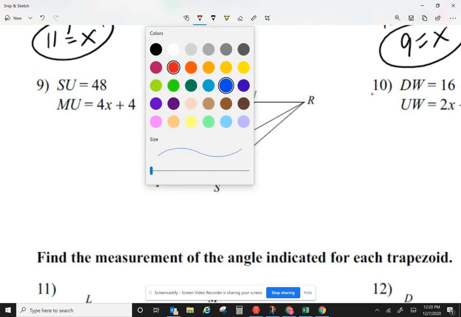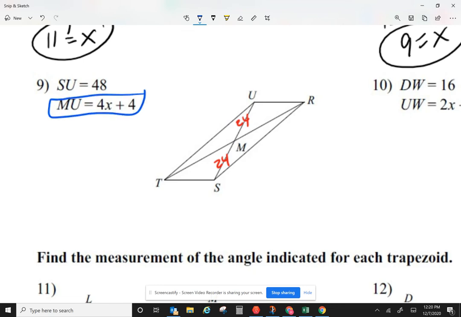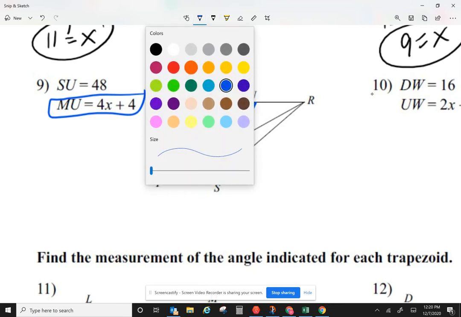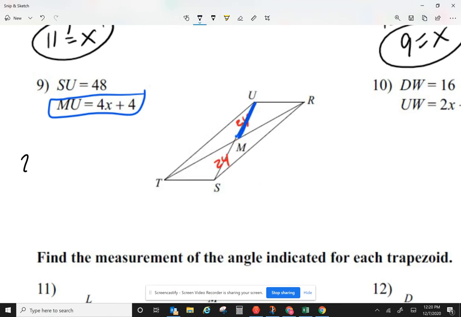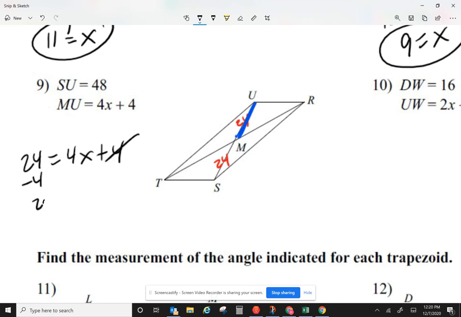Now, when I take a look at the segment MU, I know MU is 4x plus 4. MU is just from M to U, just this part. The way I'm going to solve for X in this case, I'm going to say 24 equals 4X plus 4. The reason why I didn't go 48 equals 4X plus 4 is because 48 was the whole diagonal. MU is just half of the whole diagonal. So 24 equals 4X plus 4. Now, let me move this 4 over. So I have that 20 is equal to 4X. Let me divide by 4. X is equal to 5.